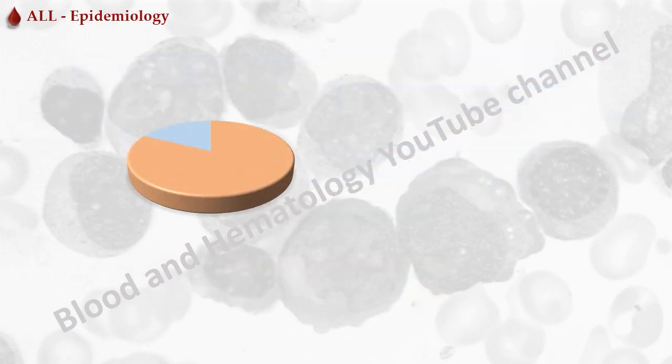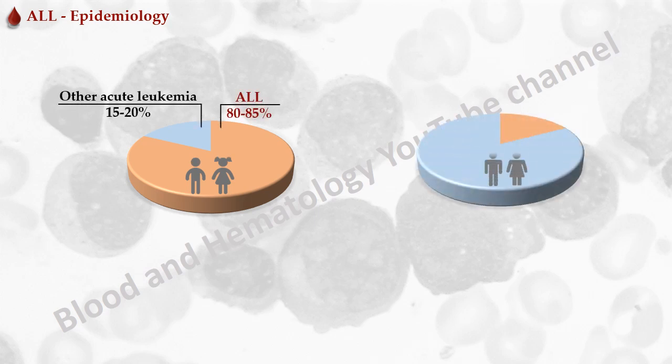Acute lymphoblastic leukemia is the most common malignancy of childhood and adolescence. It accounts for about 80 to 85% of cases of acute leukemia in children, compared with only about 15 to 20% of cases in adults.